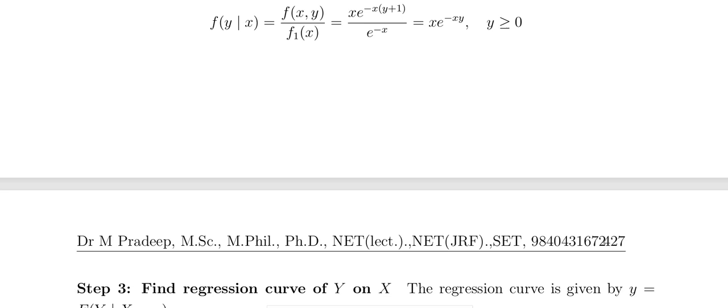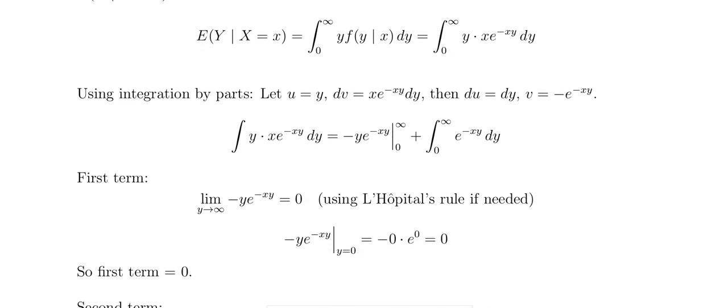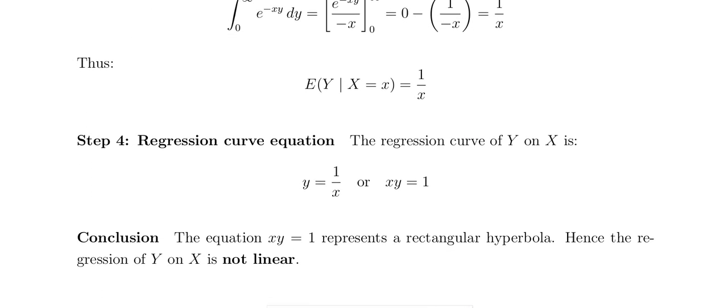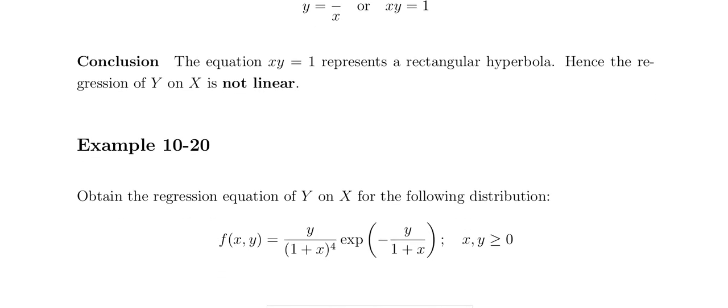Here they have used E of y by x. Actually, you don't need the conditional expectation, so you can use it like that. So the equation xy equal to 1 represents the rectangular hyperbola, and the regression of y on x is not linear.